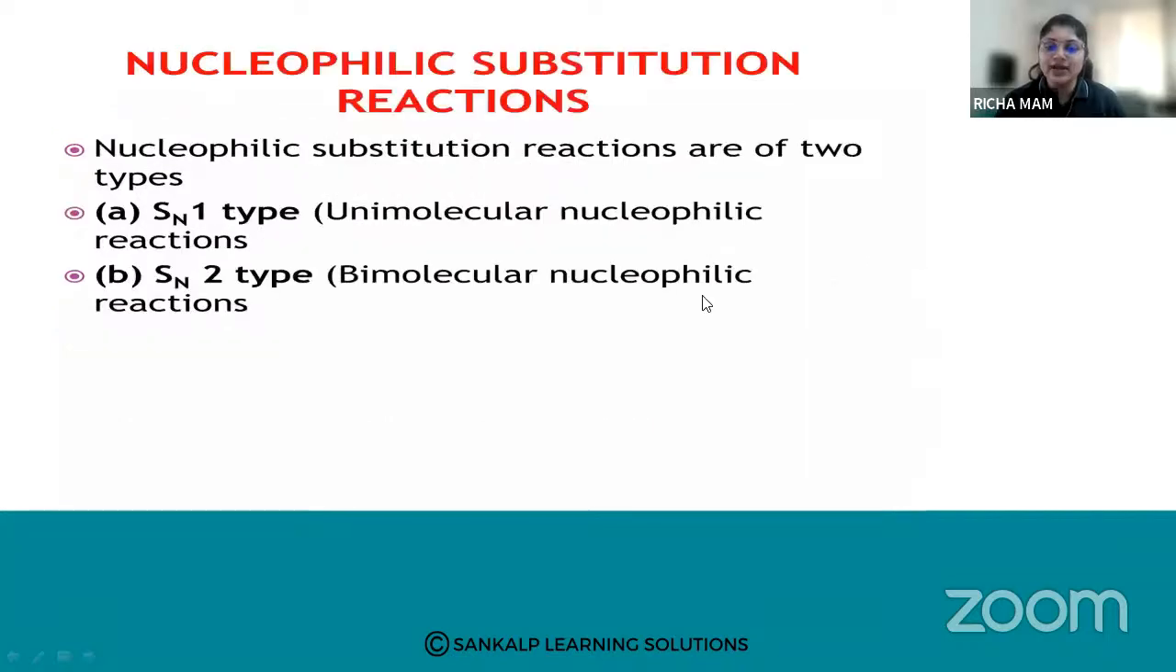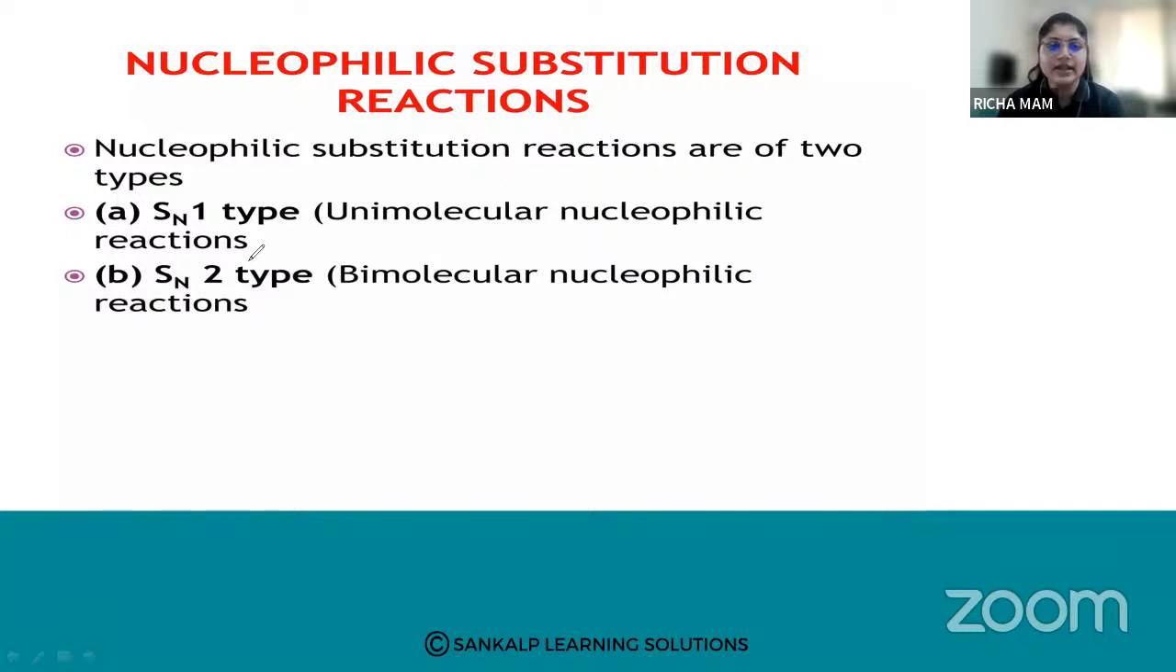Okay. So next we are going to start with the mechanism of nucleophilic substitution reaction. Nucleophilic substitution reactions of alkyl halides proceed with two different mechanisms. They can proceed via two mechanisms.